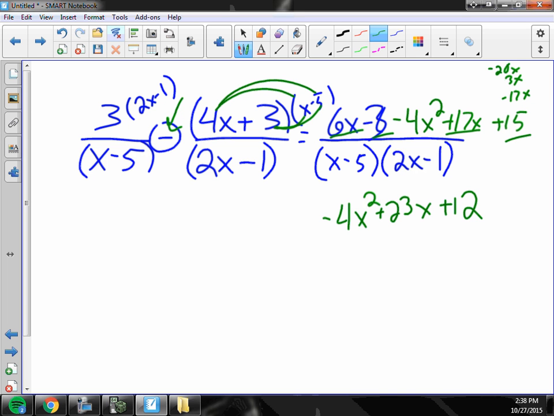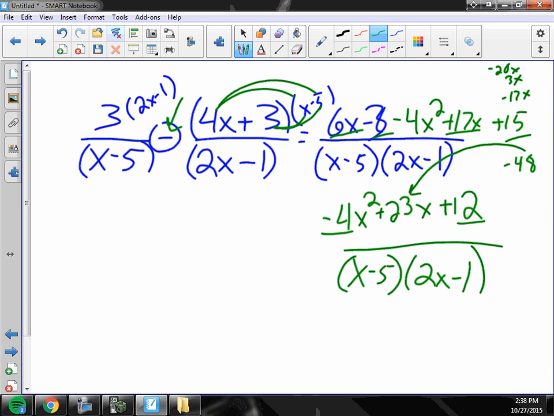I would probably want to pull out a negative 1, but let's just check. If I multiply negative 4 and 12, I get negative 48. Are there factors of negative 48 that add to be 23? So 1 and 48 doesn't work. 2 and 24 doesn't work. 3 and 16 doesn't work. 4 and 12 doesn't work. It's not going to factor. So that over x minus 5 times 2x minus 1. Does that make sense?